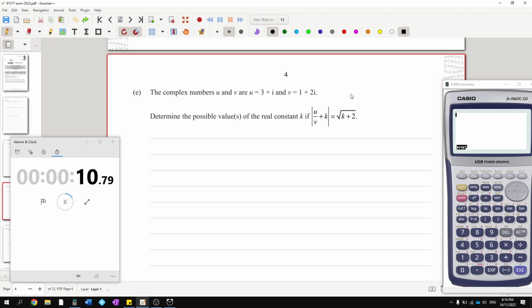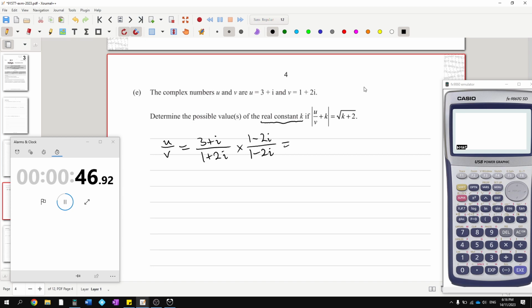Complex numbers U and V. Okay, so K is a real constant. I've got this equation looking thing. Wait, that's actually not too bad. So it's just U over V is 3 plus i over 1 plus 2i multiplied by the conjugate. Wait, what am I doing? Gosh, fumbling on the first question. Okay, it's supposed to be 1 minus 2i.